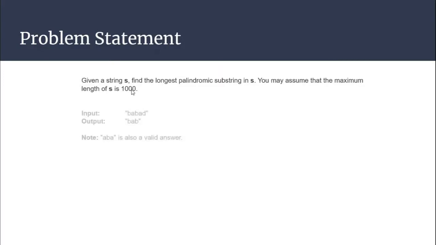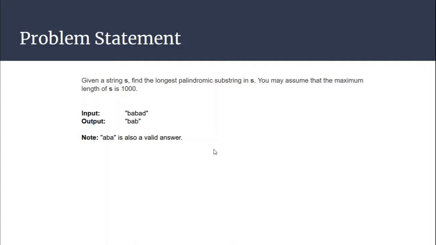If I show you one of the examples, the example is BABAD, so the output should be either BAB or ABA, because the maximum length 3 substring that exists in the input and is also a palindrome is BAB or ABA. You can print any of them, that doesn't matter, as long as the substring that you print is a palindrome and also of maximum length.